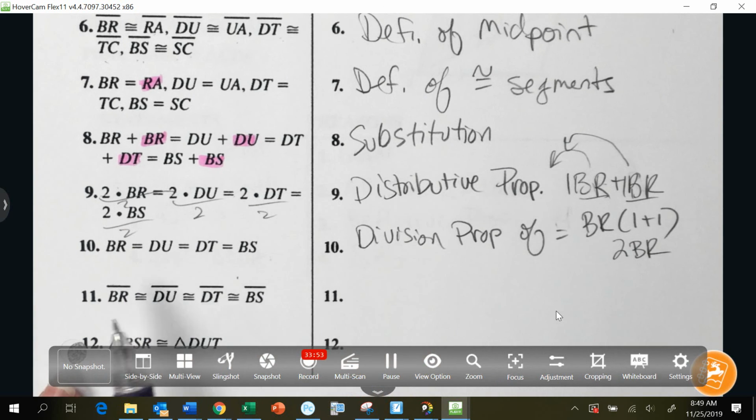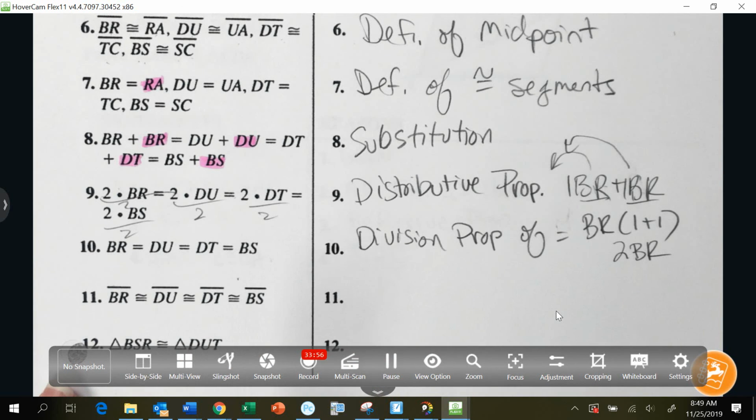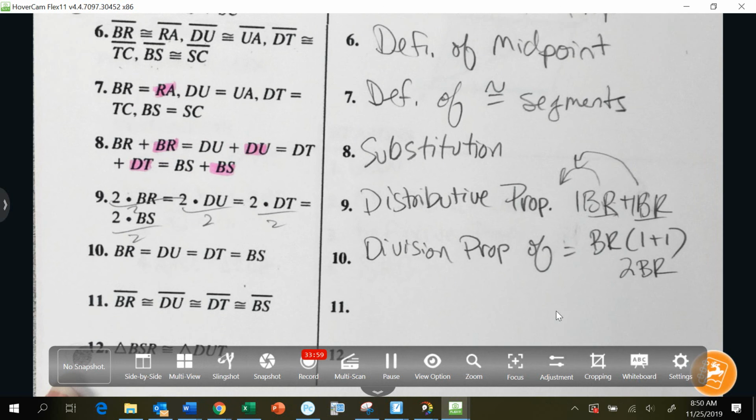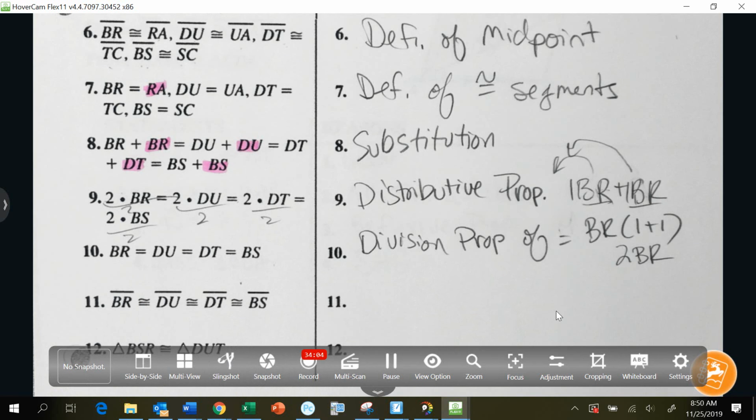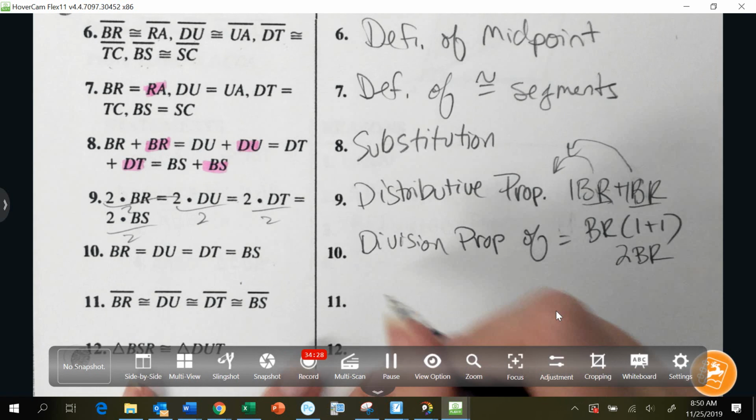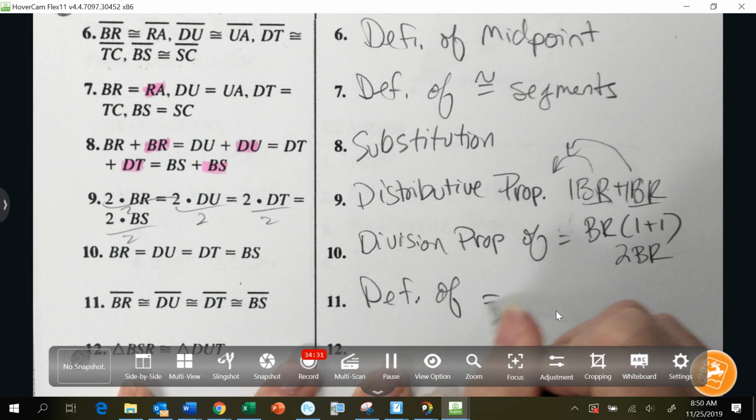Oh, we're almost here. Segment BR congruent to segment DU, congruent to segment DT, congruent to segment DS. So I took all the equals and made them into congruent. The reason is on here 2 other times already. Didn't you say it last time? I'm not going to call it you again, but thank you. Jesse? Definition of congruent segments. Yes, definition of congruent segments.